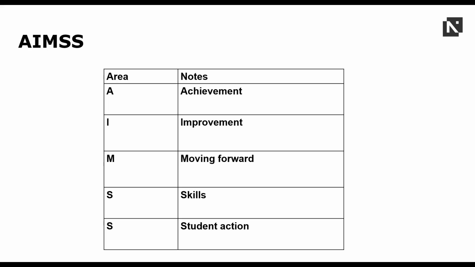S is the skill shown. And the final S, the most important, is for the student action. This is set by the student as to what they are going to do based on the feedback and feed forward. This is probably the most important out of all of those: the learner taking ownership of their own learning.